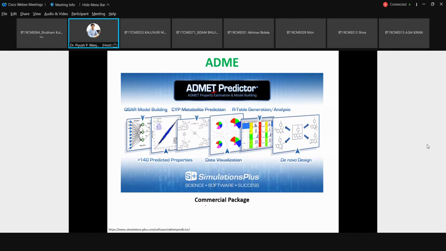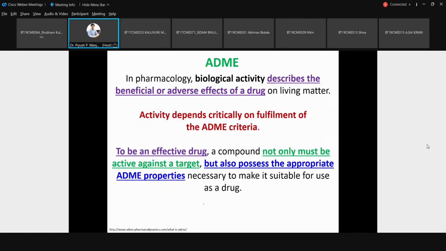So I said later on in the course you are going to do some mini project, so these kinds of studies you will be doing. But I would suggest never download any commercial package, any pirated version or something. Whatever you are going to do, even for your mini project, always try to use some of the freeware software. Okay. So what is this ADME?